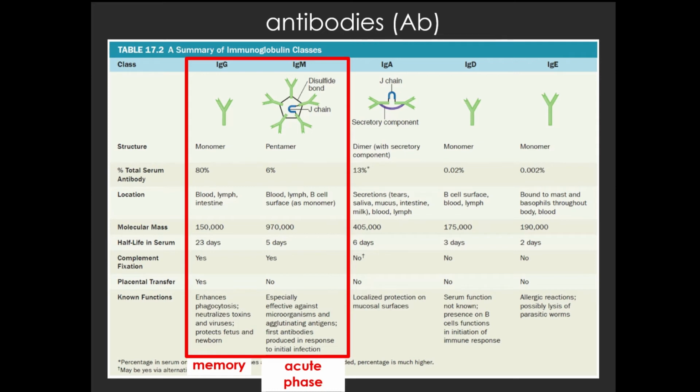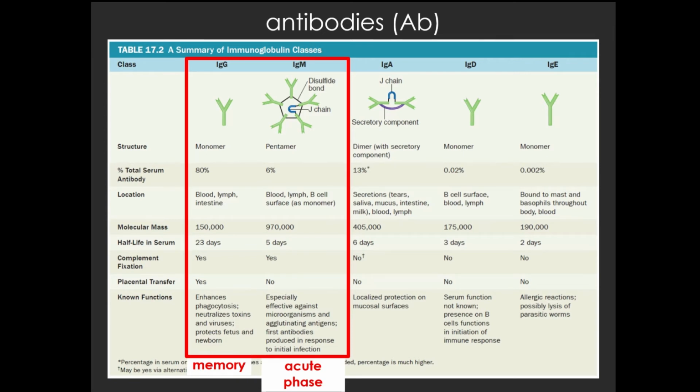The nice thing about this very short half-life of these IgM antibodies is that their presence in the blood will signal an active infection, and so it's a very important tool diagnostically for trying to determine whether an antibody that's present in a person is because of current infection or because of memory to a previous infection. And the easiest way to tell the difference is to look at the IgG and IgM.